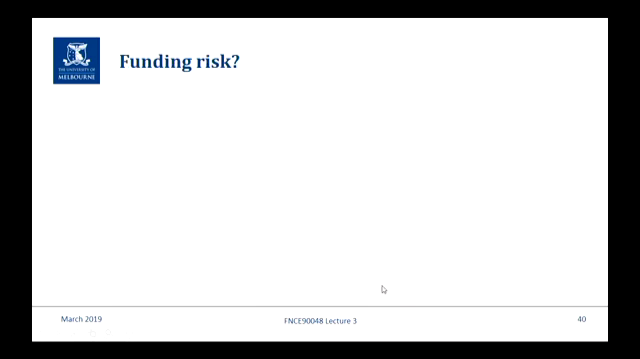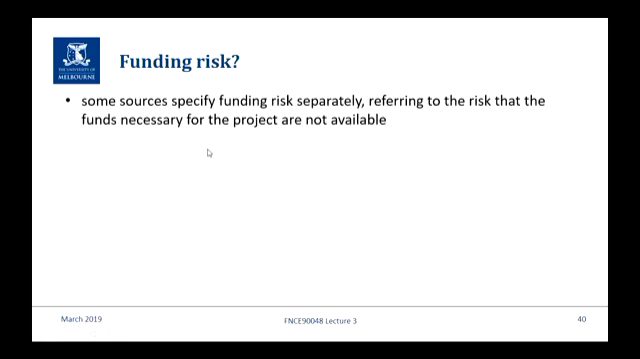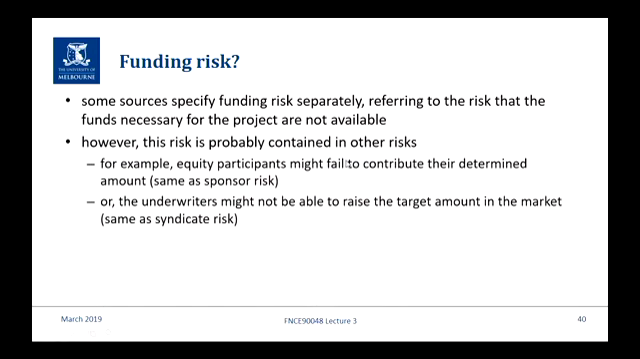Now, he said interest and funding risk, and then he focused on interest rate. Is there a funding risk as well? Some sources say, yes, of course there's a funding risk. It's the risk of not getting enough funds. Now, I would argue that a funding risk is really just a function of other risks that we've identified. For example, the risk of not getting enough equity funding is a sponsor risk. And the risk of not getting enough debt funding, once it's been agreed, is a syndicate risk.